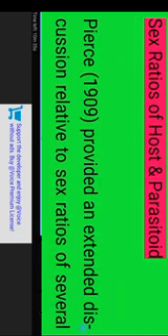Clausen 1940 believed it logical for extrusion to take place very soon after the pupal skin was cast, for the integument is more easily penetrated at this time than when it has hardened. Sex ratios of host and parasitoid. Pierce 1909 provided an extended discussion relative to sex ratios of several Hymenoptera that were stylopized, the percent of each sex stylopized and the sex ratio of the parasitoids.